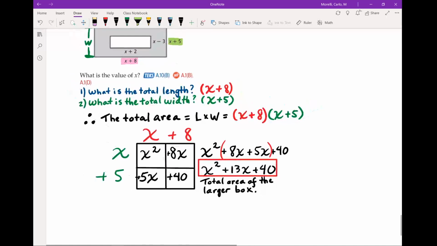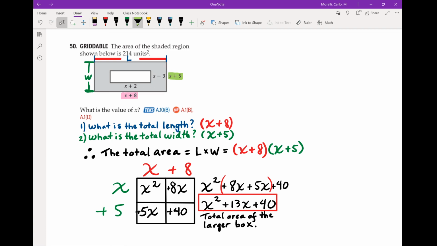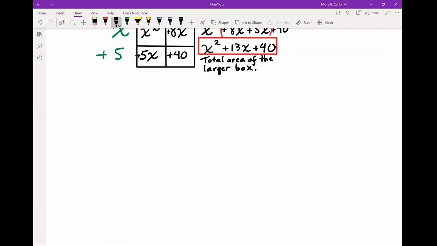So now we're gonna find the area of the smaller box. I'm gonna highlight the area we're gonna find now. We've got to find this area in here, this yellow region, the little tiny area inside. And that's going to be x plus 2 times x minus 3. Area of smaller box.